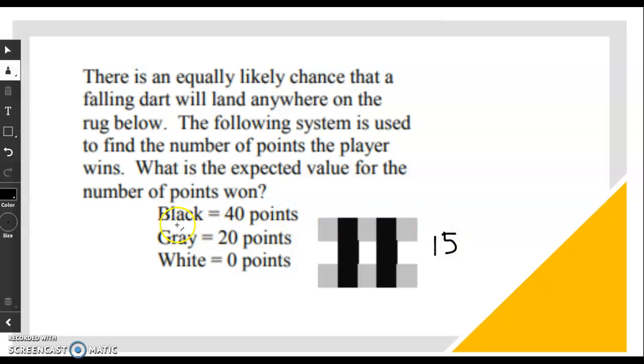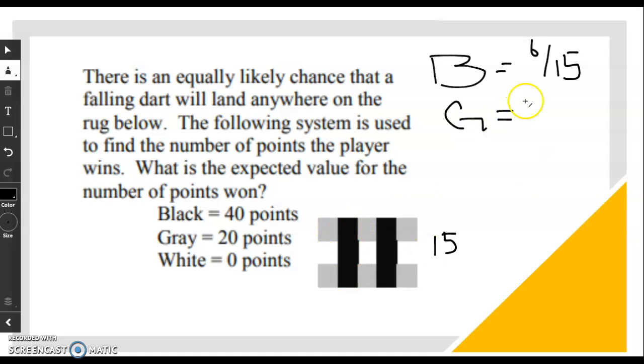So then for black, what's the probability of getting the black? 1, 2, 3, 4, 5, 6. Probability would be 6 out of 15. What's the probability of getting gray? Again, it is 6, so it would be 6 out of 15. And the probability for getting white is 3 out of 15.